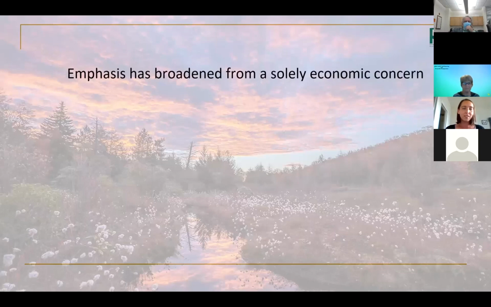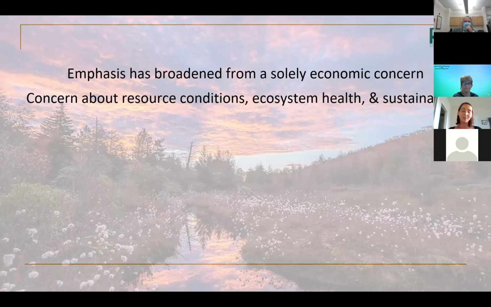And so initially, the RPA assessment was very focused on the economic concerns related to renewable resources, especially the supply and demand of our forest products. But over the years, the emphasis has really broadened from that initial element of focus to have a much more holistic picture and concern about our resource conditions, as well as ecosystem health and sustainability.